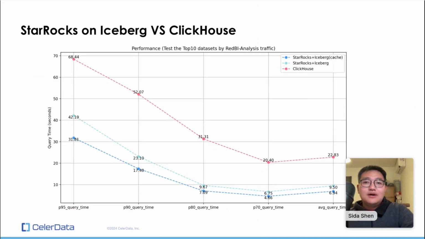And this is a test that they did. Actually, StarRocks on top of Iceberg versus ClickHouse with the proprietary storage, with the same exact hardware, on their top 10 data set on their BI tool. By traffic, the top 10 data set. So their actual use case. You can see StarRocks is way faster than ClickHouse, even running on Parquet files on Apache Iceberg.